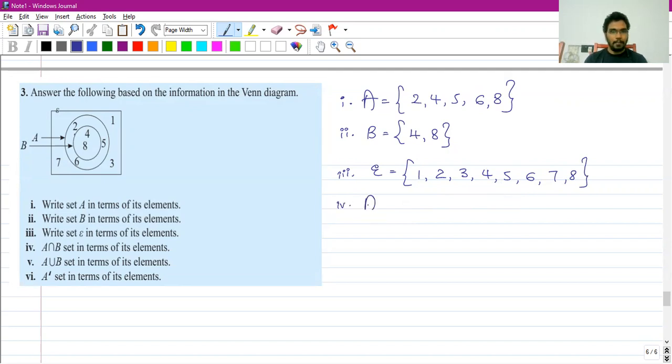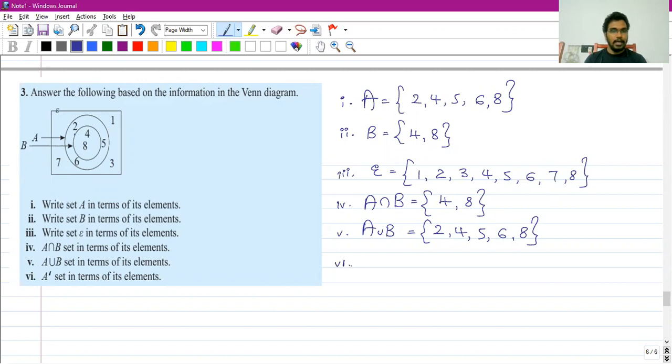Question number 4, A intersection B. A intersection B means common elements for A and B. You can see this part is the only part which is common for both A and B. So we can write A intersection B as 4 and 8. Question number 5, A union B. A union B means all the elements which belong to A and B. So we can write 2, 4, 5, 6, and 8.